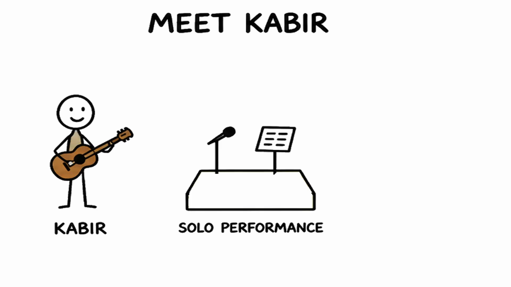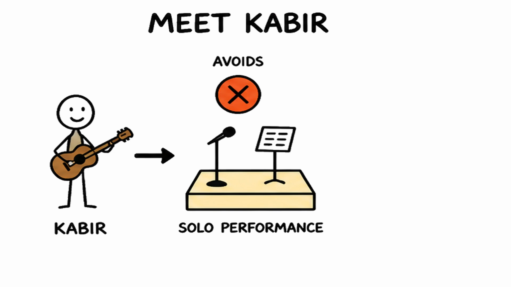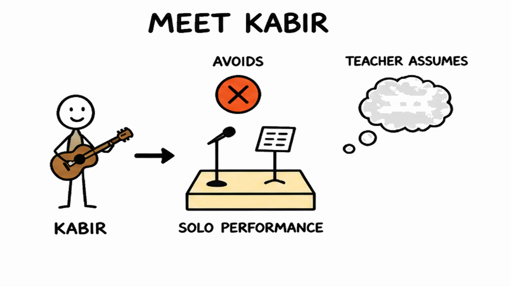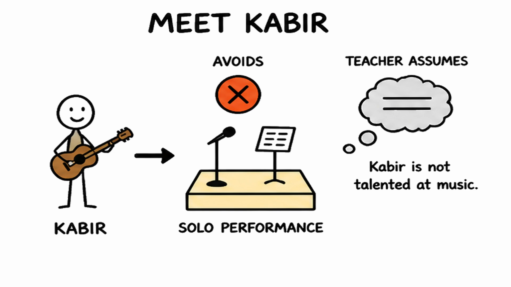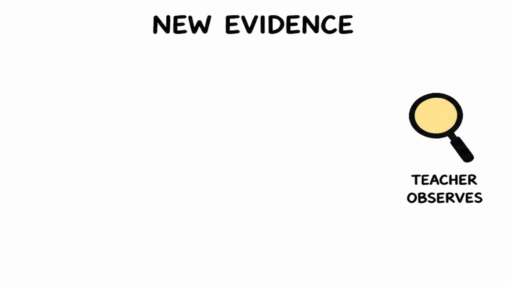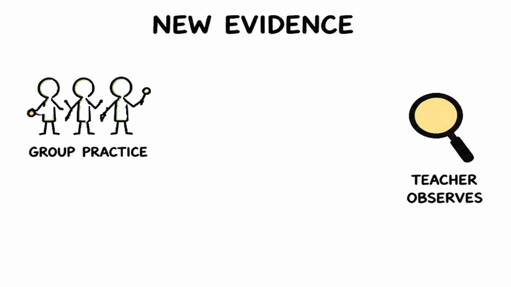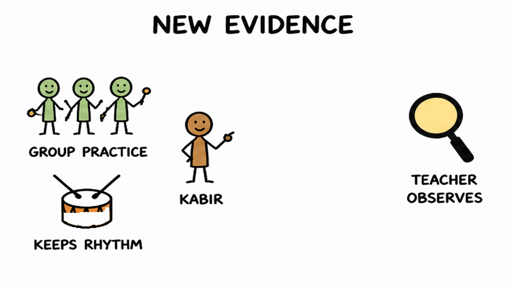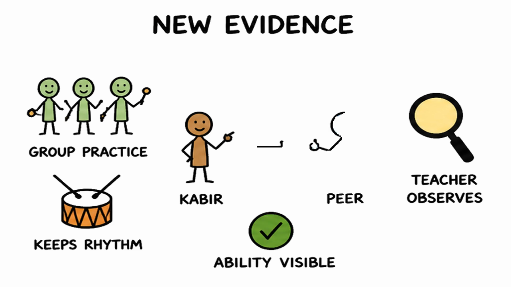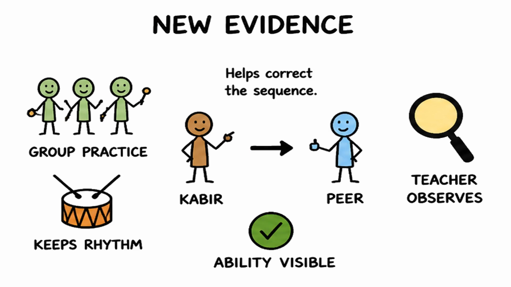Consider Kabir. During individual performance, he repeatedly avoids participating. It would be easy to conclude that he simply lacks ability at music, but that is only one explanation. But the teacher notices something else. During group practice, Kabir keeps rhythm accurately and confidently helps another learner correct the sequence.